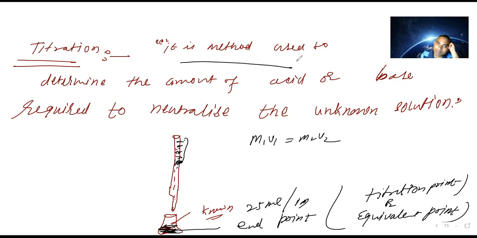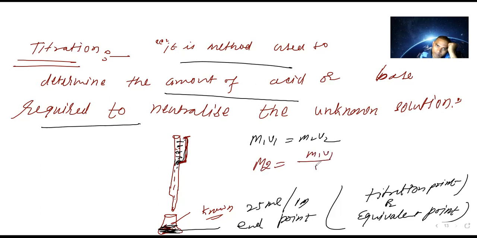It is a method used to determine the amount of acid or base required to neutralize an unknown solution, or the known solution, whatever it can be. Here you see the volume used, so you can easily determine the strength: m2 is equal to m1 v1 upon v2, this way. Let's see the basic idea. Are you able to understand this basic idea?